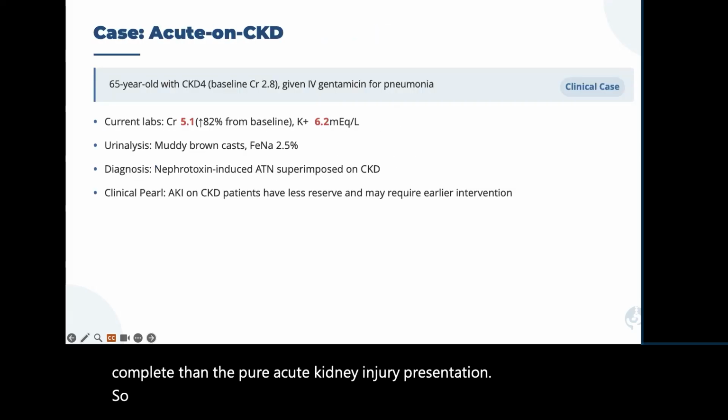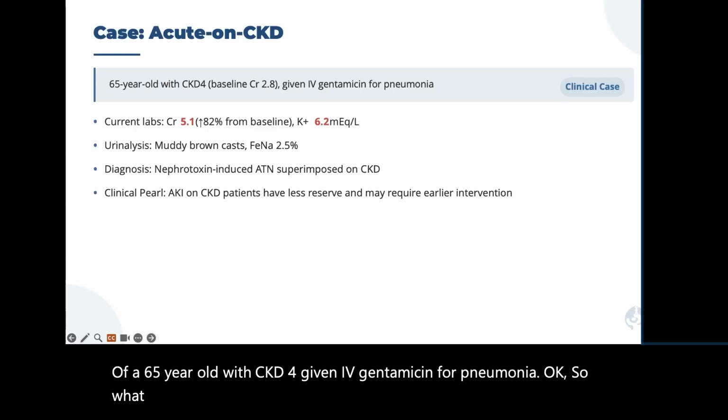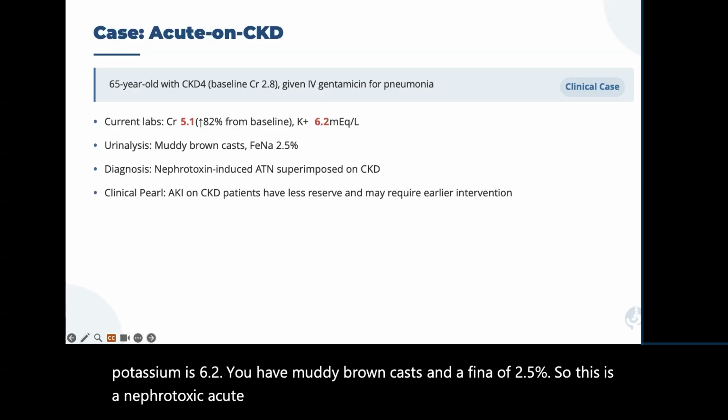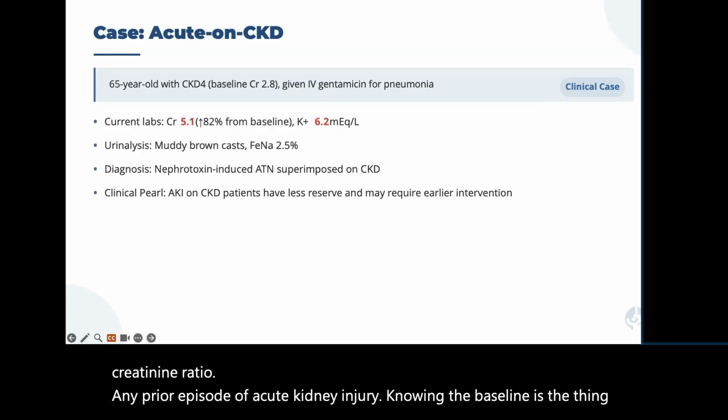So take a look here at this case of a 65-year-old with CKD4 given IV gentamicin for pneumonia. Okay, so what are the current labs? Creatinine 5.1, up 82% from baseline. The potassium is 6.2. You have muddy brown casts and a FeNa of 2.5%. So this is a nephrotoxic acute tubular necrosis superimposed on chronic kidney disease, right? The last known creatinine, the recent albumin to creatinine ratio, any prior episode of acute kidney injury, knowing the baseline is the thing that will distinguish this for you.